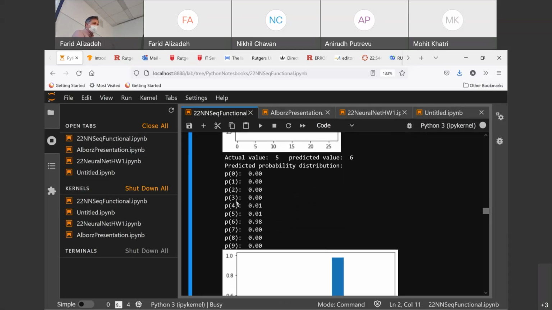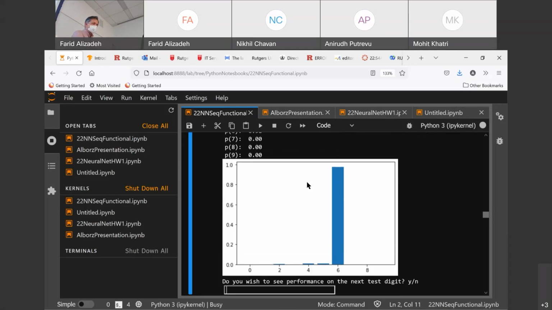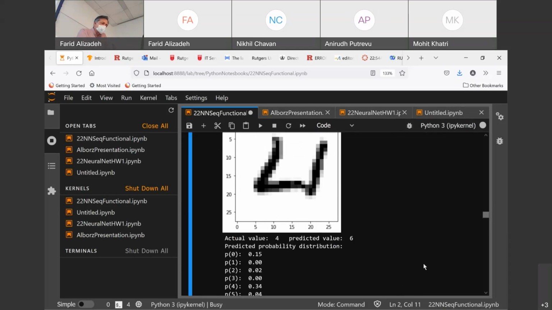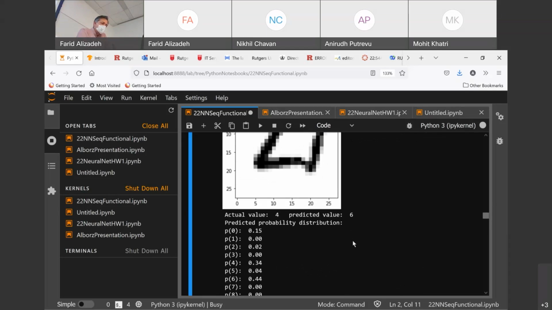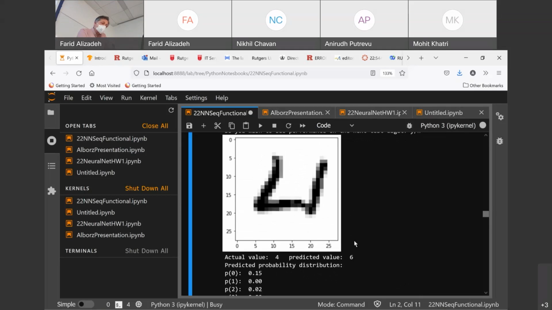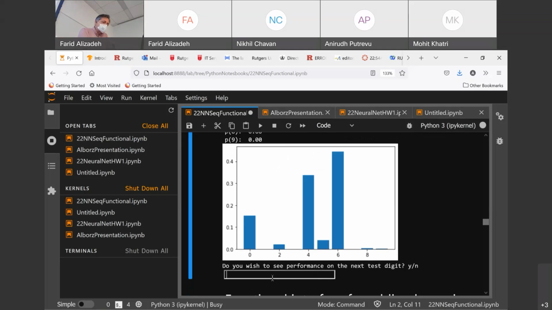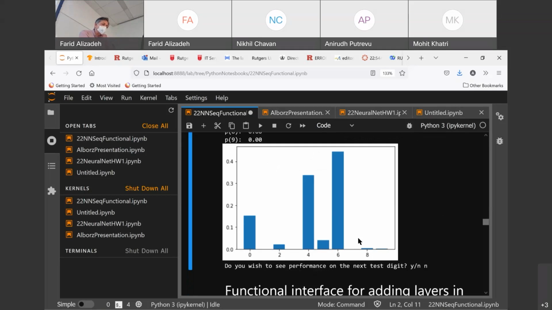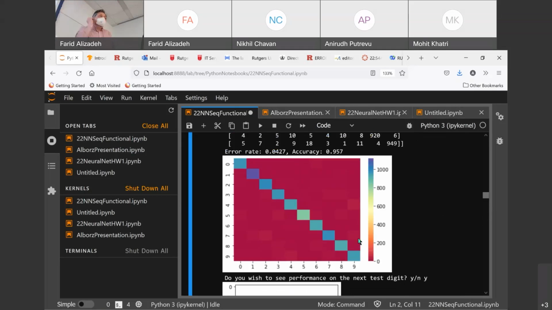Then this bar chart is just these numbers, so that you can visualize how it is done. The loop goes over other ones. So here is another one. It predicted this to be 6. I don't know why, but it's actually a 4. And then here are the probabilities. Okay, and if you're tired, you can just say no, and then it goes away. So any questions about this? About the code?